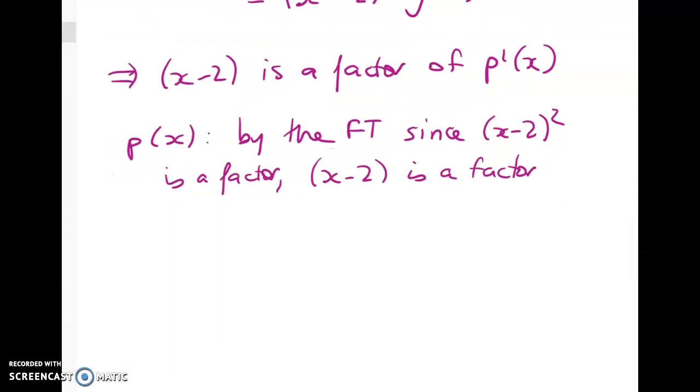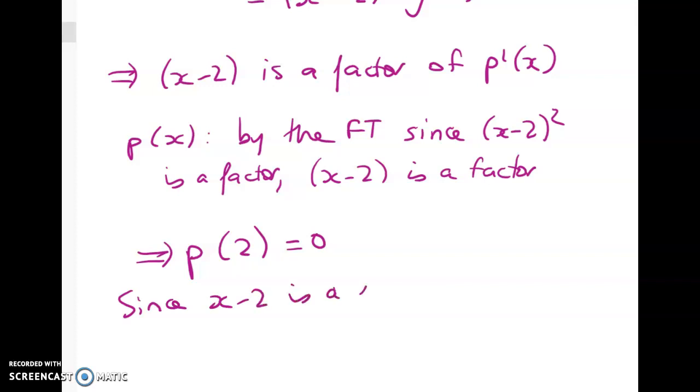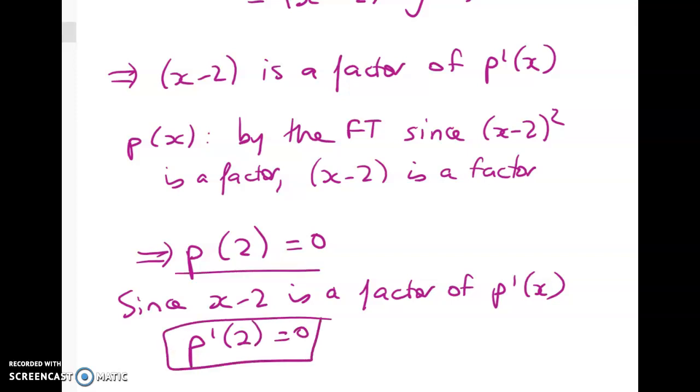So if x minus 2 is a factor, by the factor theorem, we have p of 2 is equal to 0. And since x minus 2 is a factor of the derivative, we know that p dash of 2 is equal to 0. And that's the key to the whole question. Once you've got that insight, all you've got to do is work those two things out.